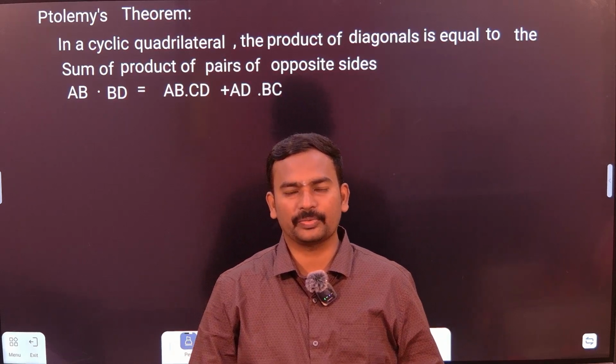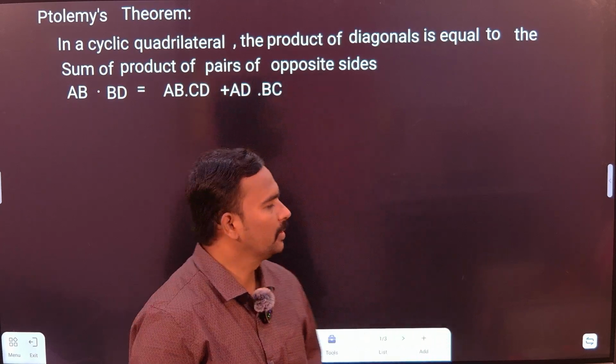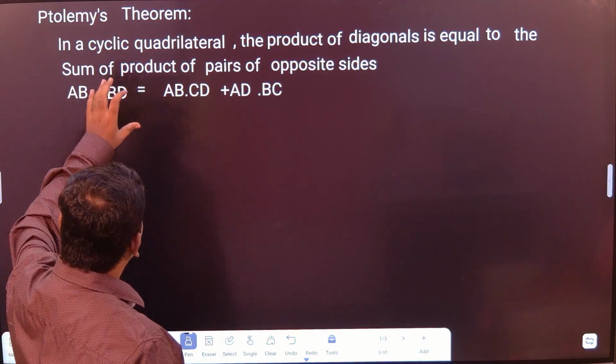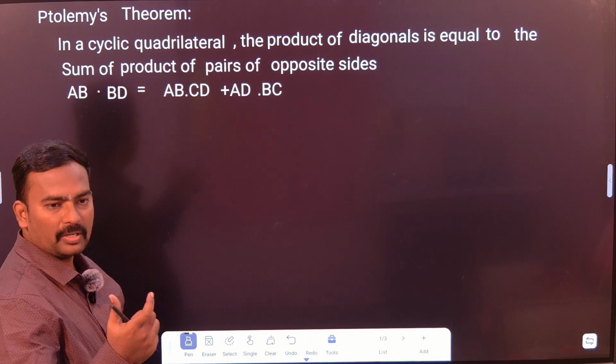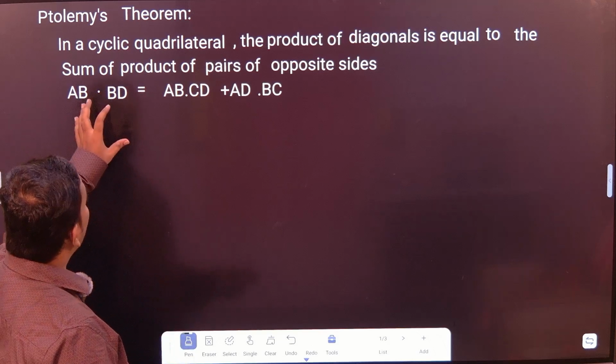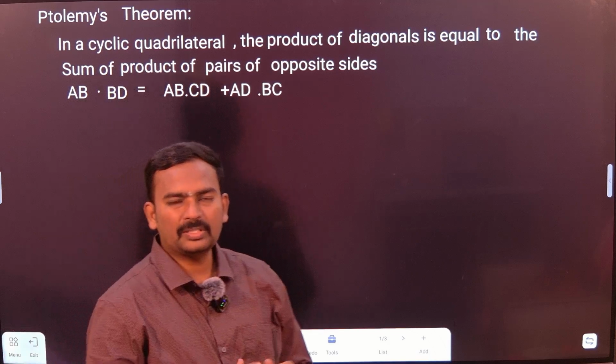Today I am going to discuss with you a very interesting theorem, Ptolemy's Theorem. So what does the statement say? In a cyclic quadrilateral, the product of the diagonals is equal to the sum of the products of pairs of opposite sides. So what is the meaning actually?